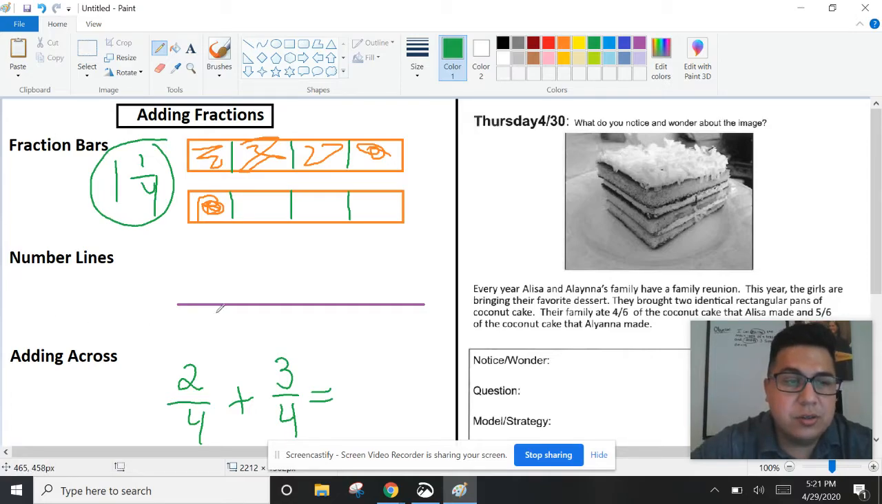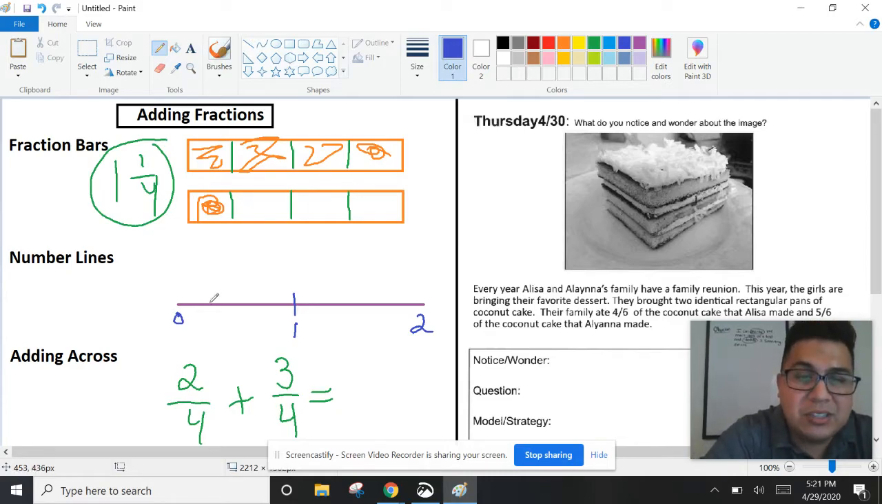I'm going to show you how you can also add using number lines. So let me go ahead and go here. And to do the number lines, again, we have to label these, and we know that this is going to be 0 down here, and this one has to represent 2 because we know it's going to add up to more than 1 whole. And then here is 1. So 0, 1, and 2 are our whole numbers. So we got to create our fractions now.